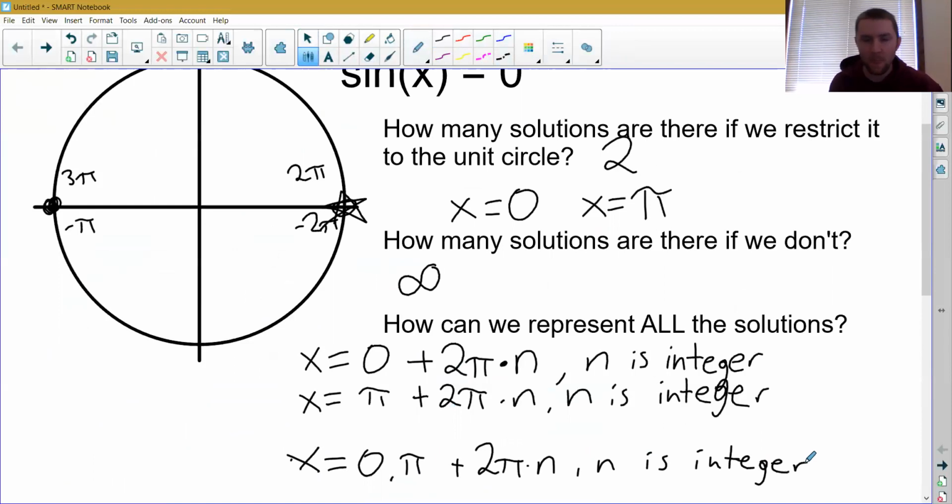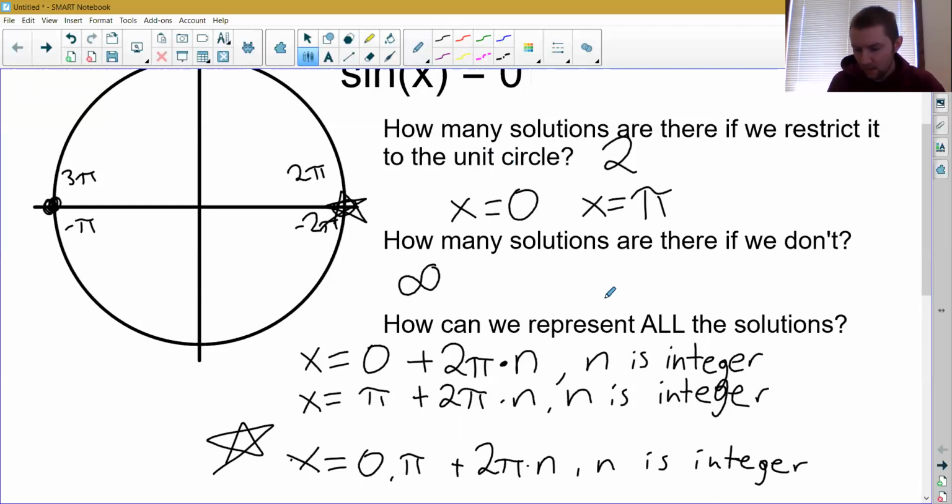It saves us some time and some pencil lead, as opposed to writing out that plus 2 pi n twice with n as an integer. So this here would be a representation of all the solutions to sine of x equals 0 on an unrestricted domain going both directions forever.